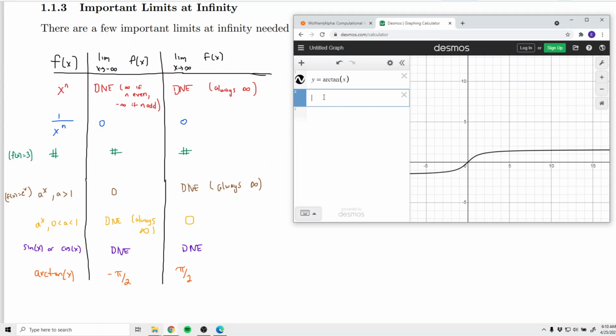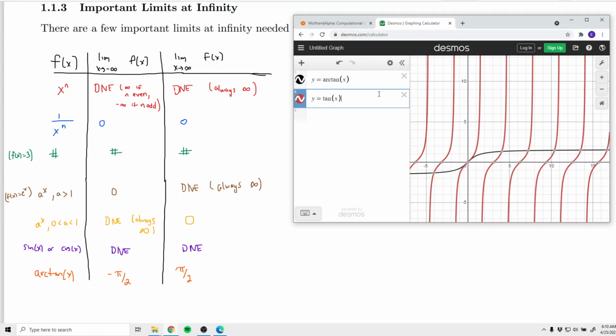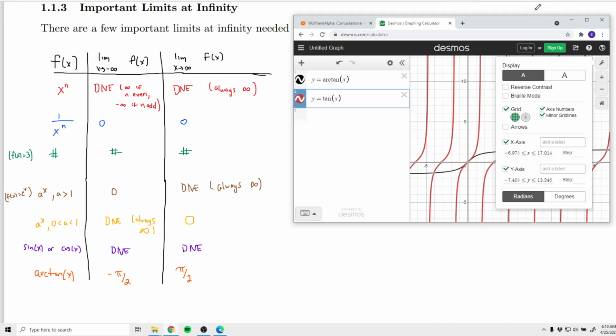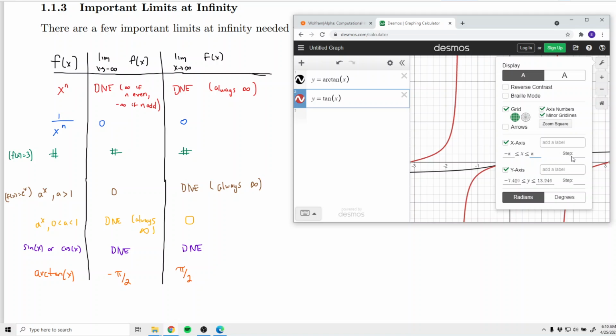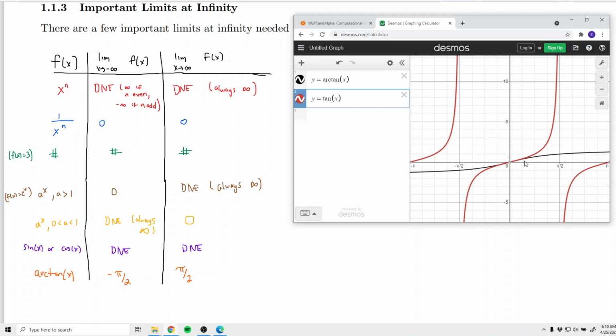Now, if you want to remember why arctan goes to π/2, graph y equals tan of x. Let me make a slight adjustment here. For Desmos, you can do a lot with the axes. I'm going to do negative pi for x to pi just to look at tangent, and a step size of pi over 2. What that's going to do is label my x-axis pi over 2 perfectly. The graph of tangent here, as we go towards pi over 2, we get a vertical asymptote. And as we go towards negative pi over 2, we also get a vertical asymptote.